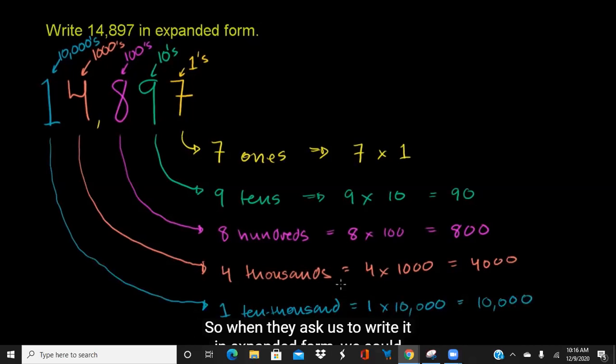So when they ask us to write it in expanded form, we could write 14,897 literally as the sum of these numbers, of kind of its components. Or we could write it as the sum of these numbers. And actually, let me write this. This top 7 times 1 is just equal to 7.